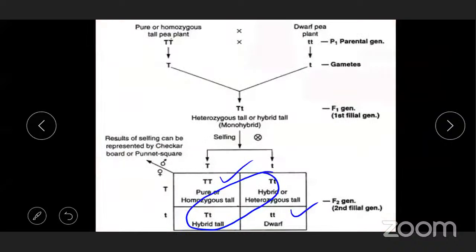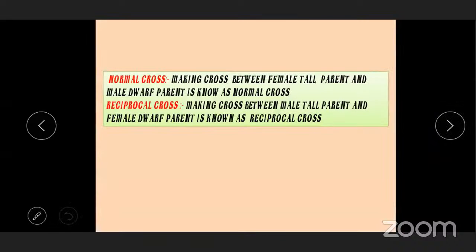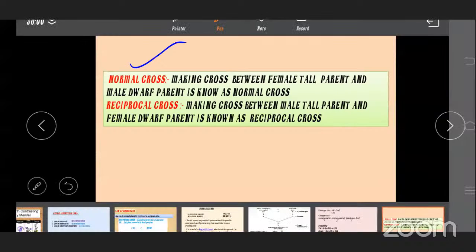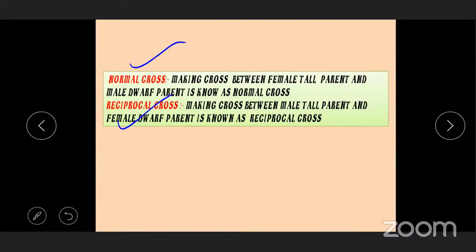So there are two crosses. Sometimes normal cross, sometimes reciprocal cross. What is normal cross? What is reciprocal cross? First, normal cross: making a cross between a female tall parent and a male dwarf parent is known as normal cross.